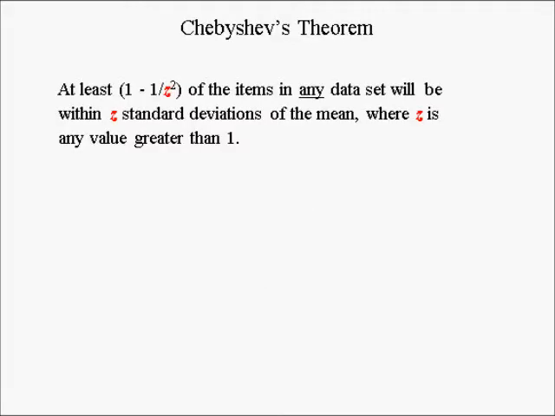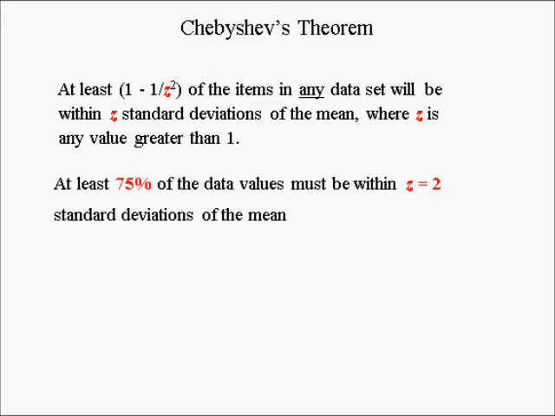Chebyshev's theorem can tell you what the relative frequencies are for being within z standard deviations from the mean for any z larger than 1, no matter what the distribution of the data is. The value 1 minus the inverse of z squared is the relative frequency associated with the within z standard deviation interval. If z equals 2, z squared is 4. Dividing 1 by 4 yields 0.25. Subtracting this from 1 yields 0.75, which, according to Chebyshev's theorem, means at least 75% of the data values will be within 2 standard deviations of the mean.